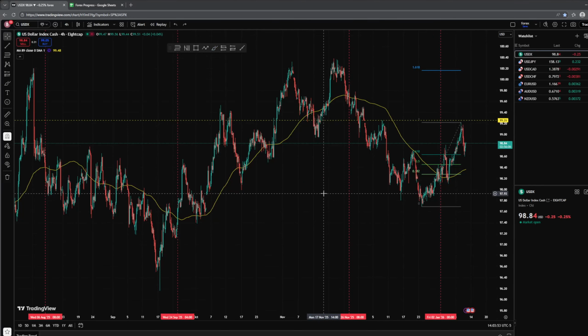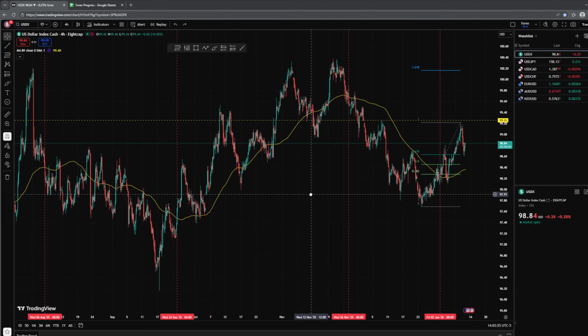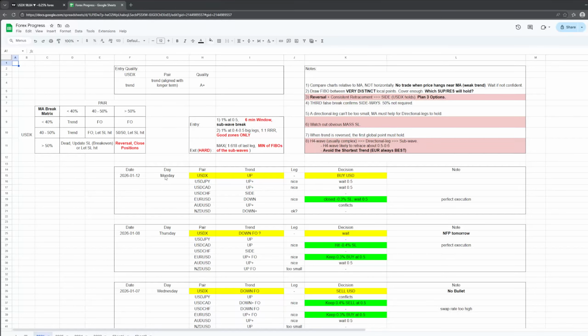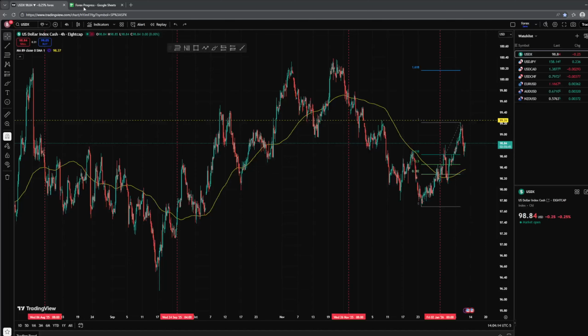Okay, let's write it down. Today is January 12th, Monday. USD index trend is up, and our decision is to look for opportunities to buy USD. The trend has reversed, and I have closed my sell positions on USD.